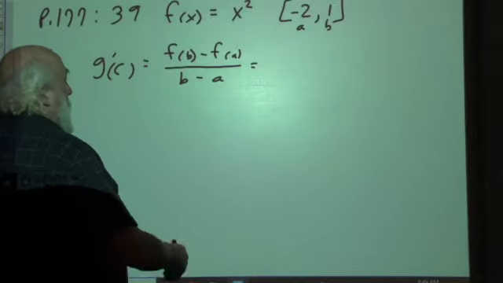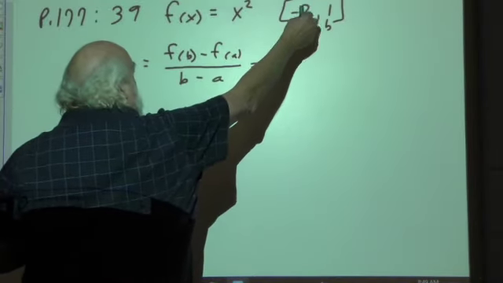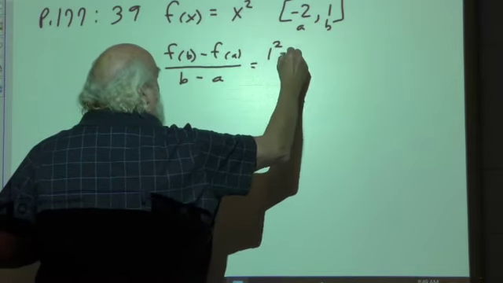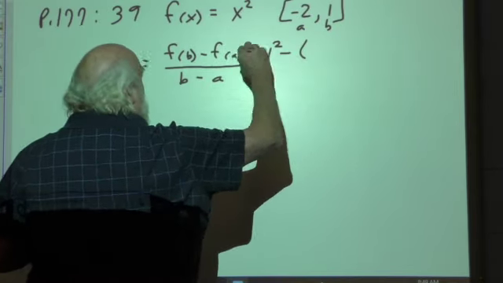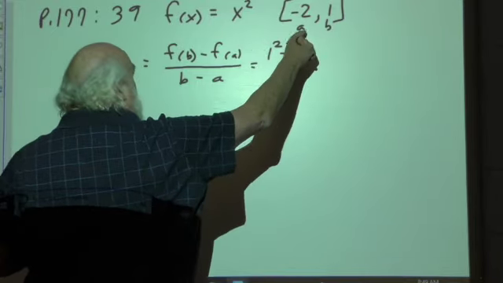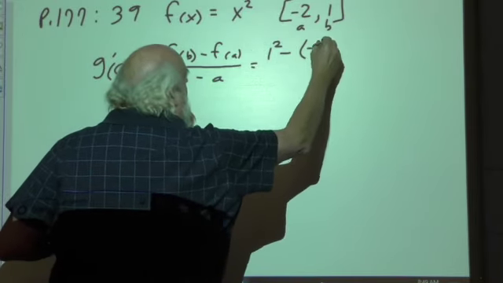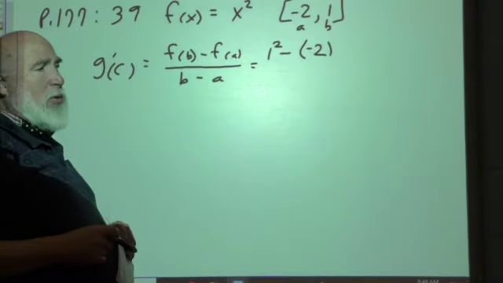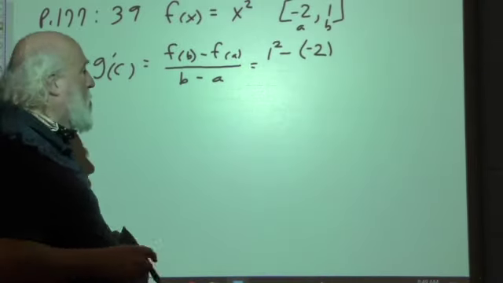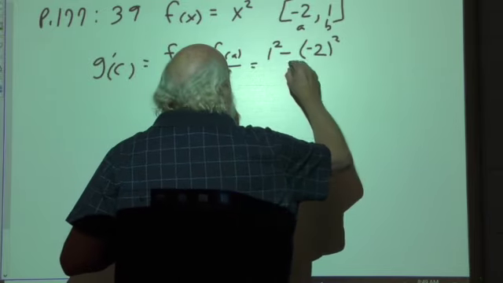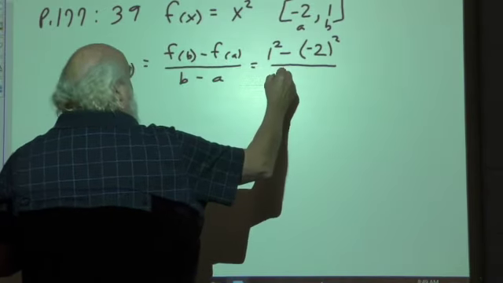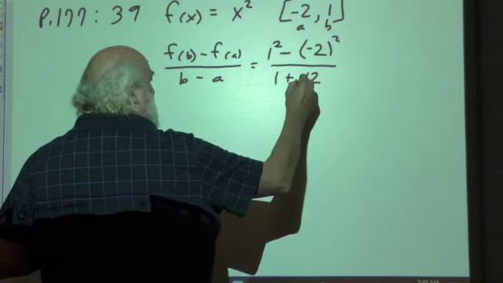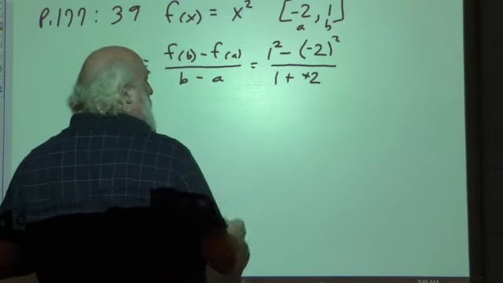So f(b) is just using x squared, putting these numbers in for that. So 1 squared minus, and this is -2, which is a, and you really need to put the -2 in parentheses because the calculator will not recognize the negative sign unless you do. That'll be squared there, over, and then b is 1, minus a, which is -2, which of course is positive 3.